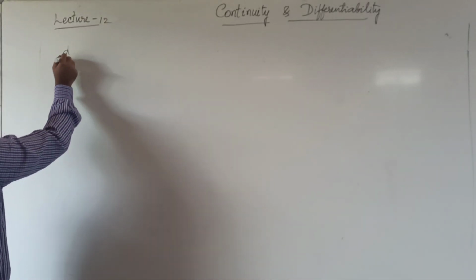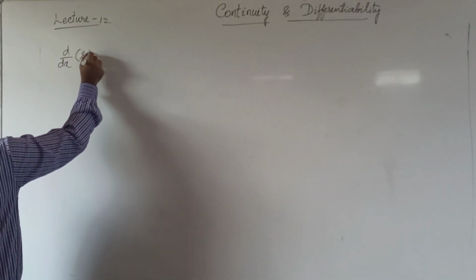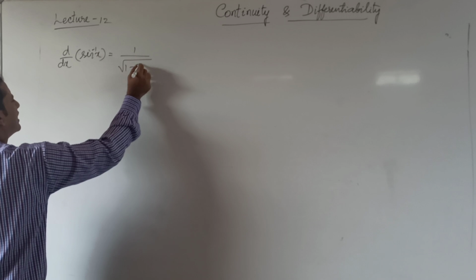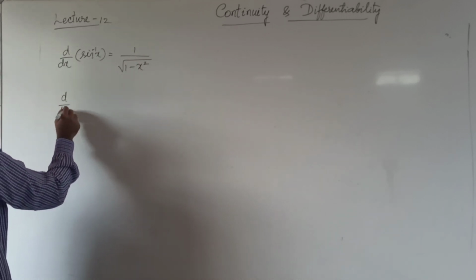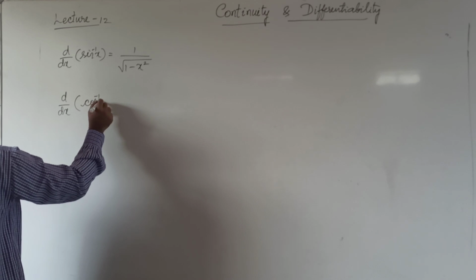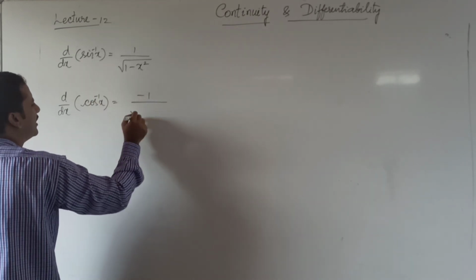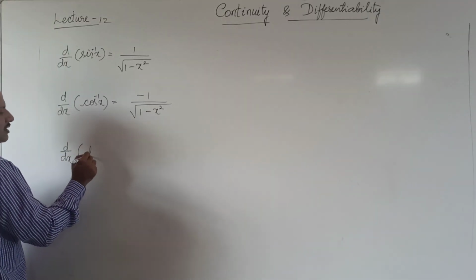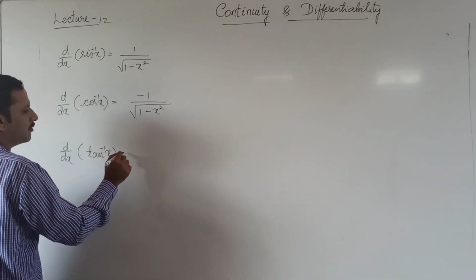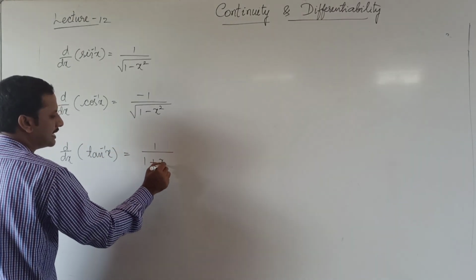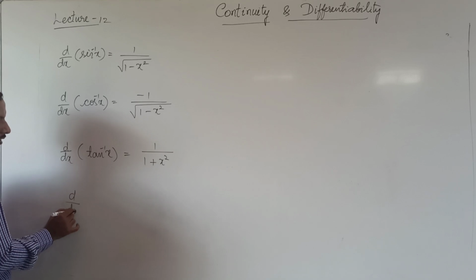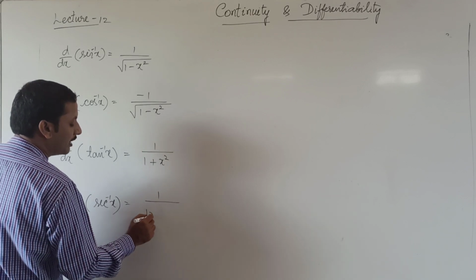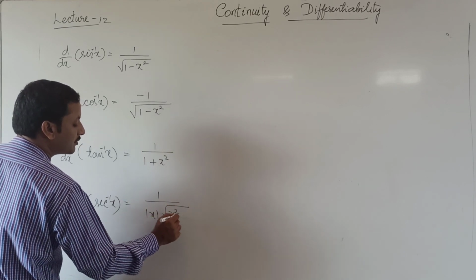Say d by dx of sin inverse x, derivative of sin inverse x is equal to 1 by root of 1 minus x square. Derivative of cos inverse x is equal to minus 1 by root of 1 minus x square. Derivative of tan inverse x is equal to 1 by 1 plus x square. Derivative of secant inverse x is equal to 1 by mod x into root of x square minus 1.